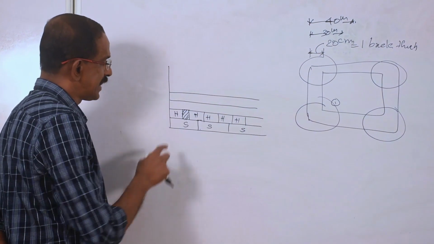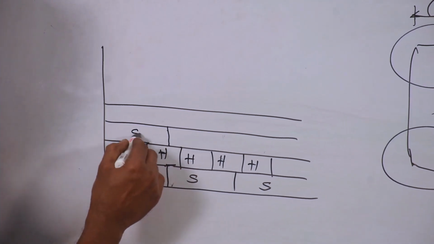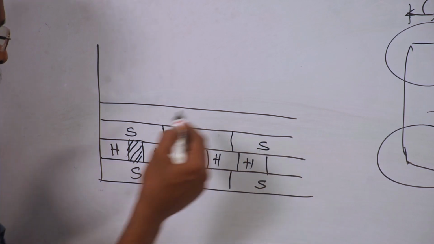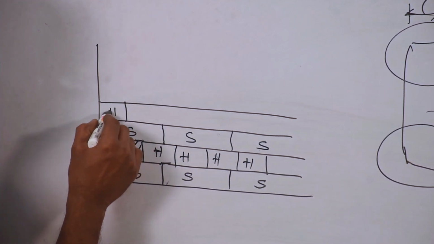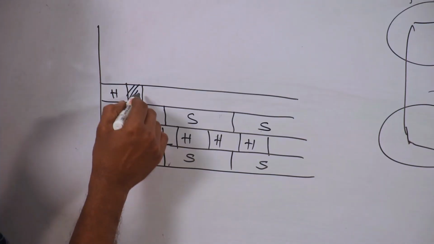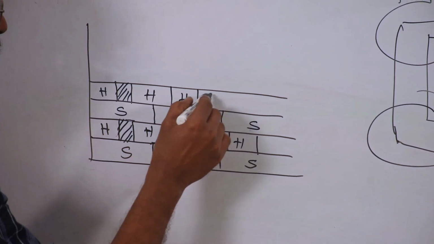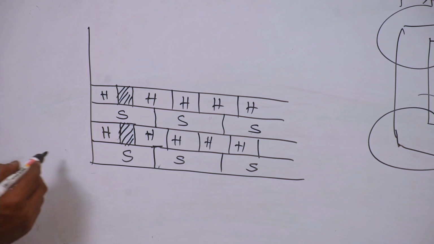Now we will move to the third layer. The third layer will be the exact repetition of the first layer, that is again stretcher, stretcher, stretcher. Fourth layer, repetition of the second layer: header, closer, header, header, header, header. Okay. Now I will draw the side also.